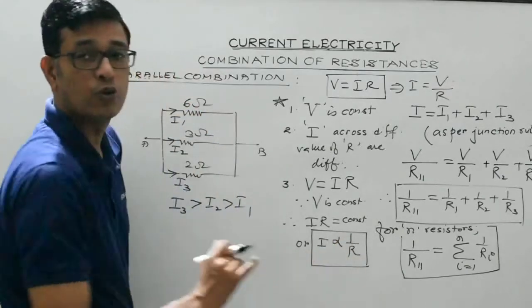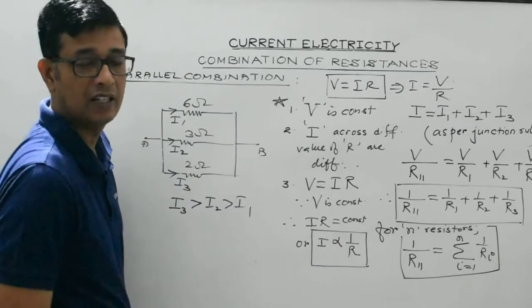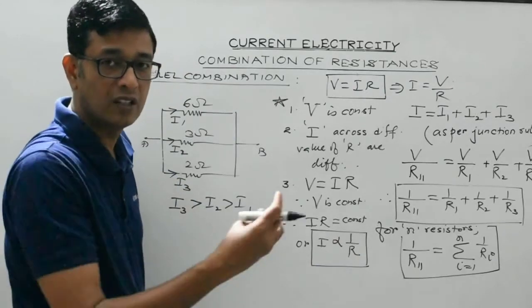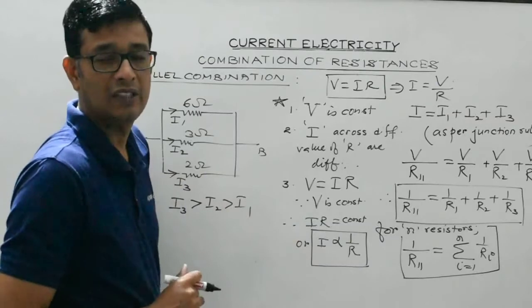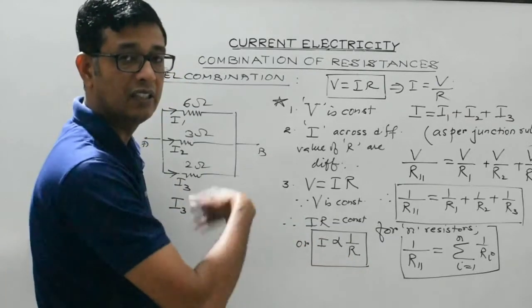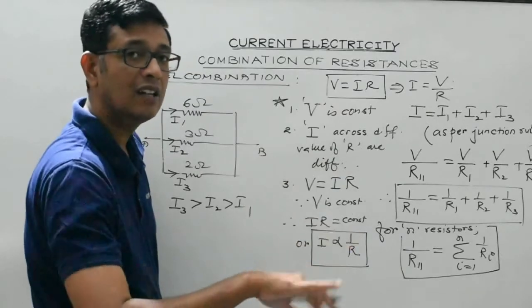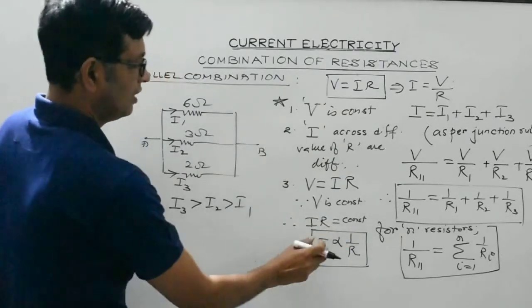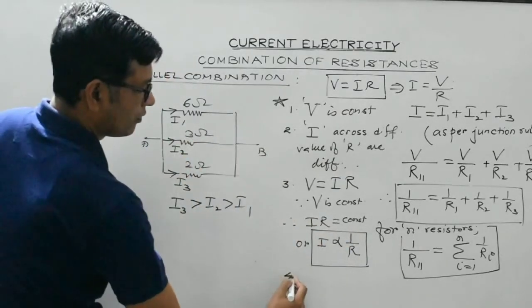So inversely proportional to the resistance offered. Current flowing is inversely proportional to the resistance offered in that particular branch. The greater the resistance offered, the lesser will be the current flowing through it and vice versa. Right? So this is very important. Fourth one.